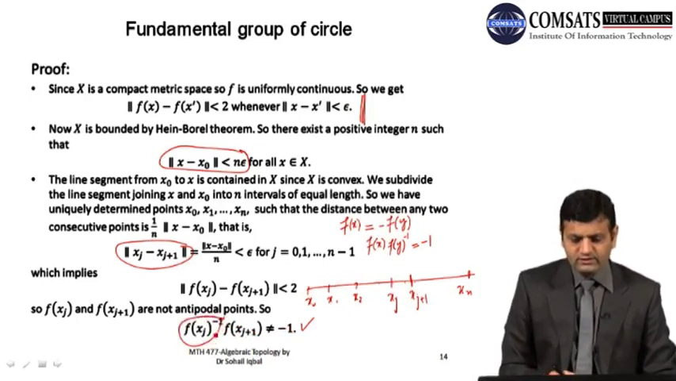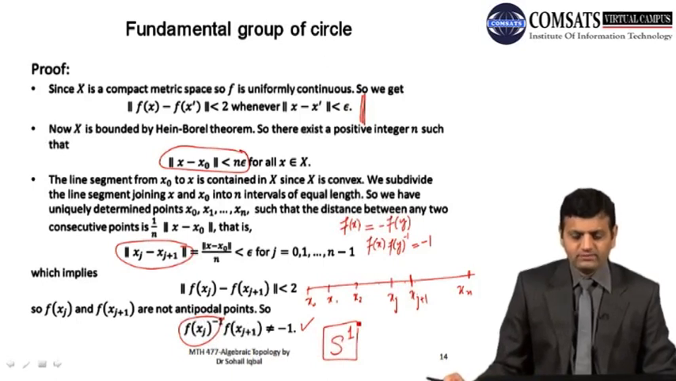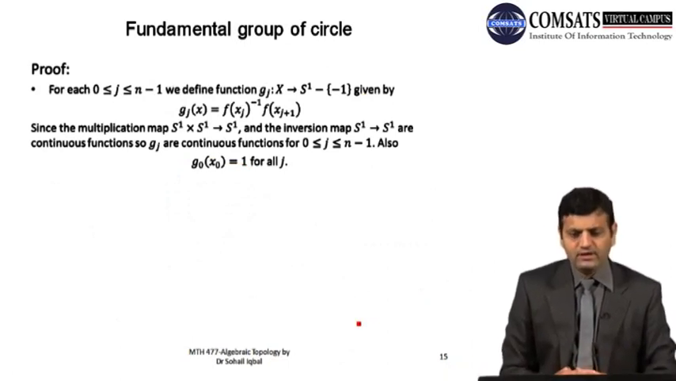So this inverse means inverse of a complex number. Also this inverse is the inverse in the group S1, and we have seen that S1 is a group under complex multiplication. Okay, so using the above discussion, we can define functions gj's.